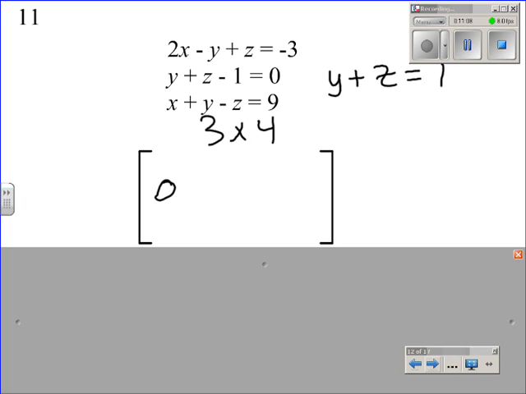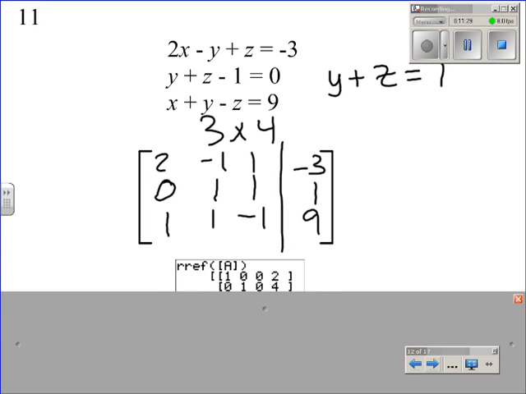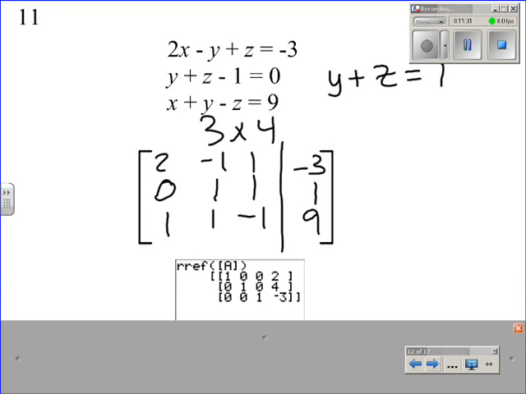Entering the rest of the system into the matrix gives us 2, negative 1, 1, negative 3 across the top, then 0, 1, 1, 1 in the middle, and 1, 1, negative 1, and 9 on the bottom. Entering that matrix into the calculator and using our RREF again, we get the answer as 2, 4, negative 3.